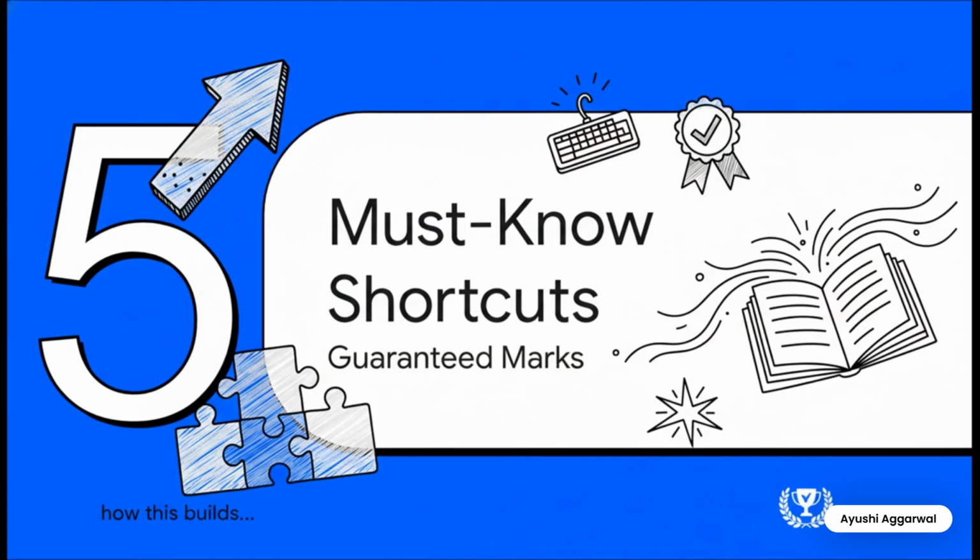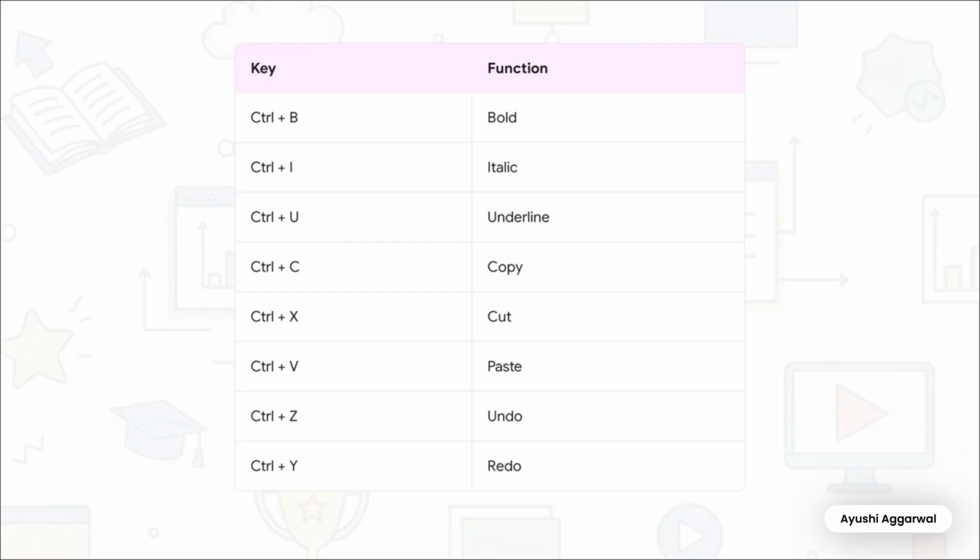Now, this is pure memorization, I know, but it's also where you can get some easy, guaranteed marks. So let's look at the most important ones. So these are the basic shortcuts, and they're pretty much common across Word, Excel, and PowerPoint. I'm sure you already know most of these. My advice? Just take a quick screenshot of this so you have it handy for a quick revision.